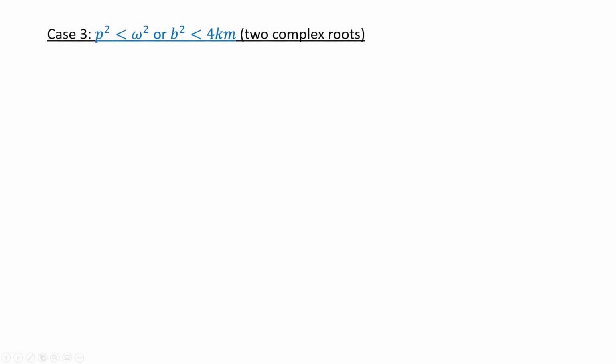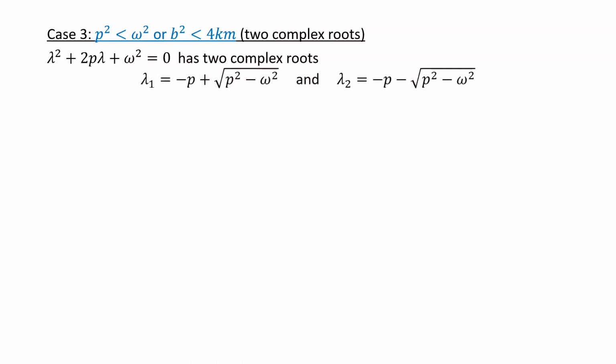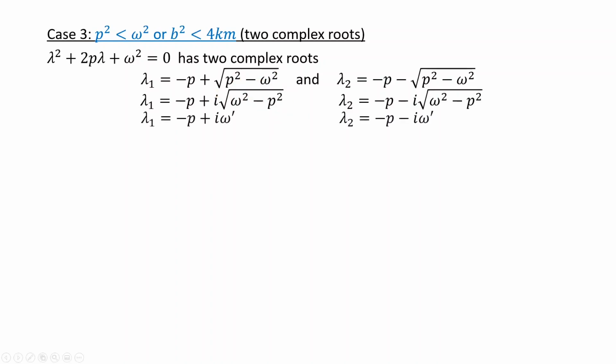And now we get to the final case, which is slightly more involved. What happens if that term inside the square root is negative? If p squared is less than omega squared, or equivalently b squared is less than 4km, now I have two complex roots, lambda 1 and lambda 2, which, because this term is negative, means that lambda 1 works out to a complex number. So I can write it this way. The square root of minus 4 is i times the square root of 4. Let's call that square root term omega prime. Good. So that means I've got two complex solutions.